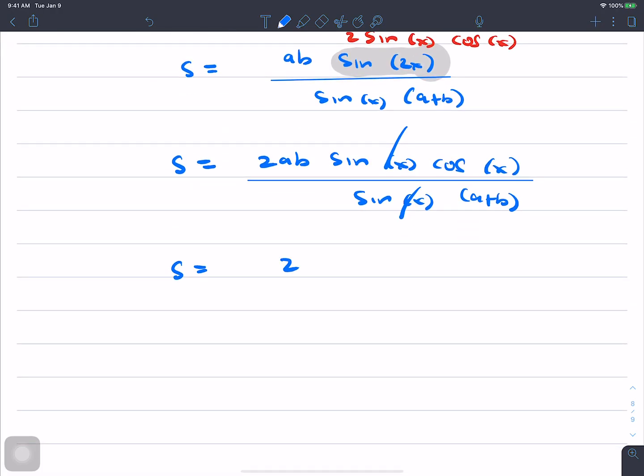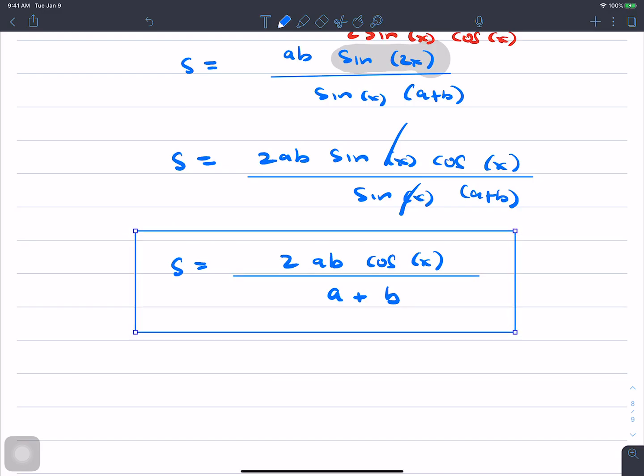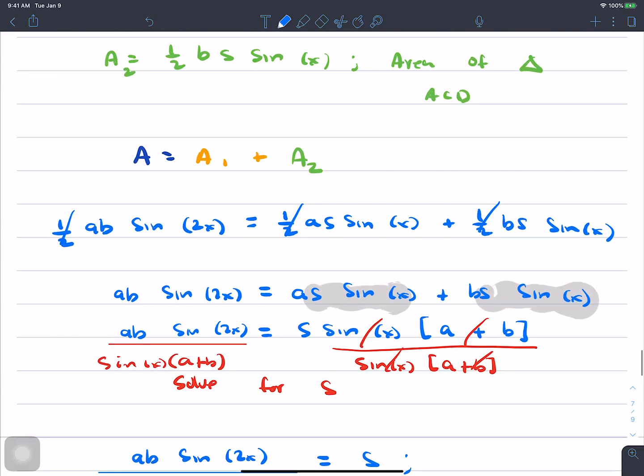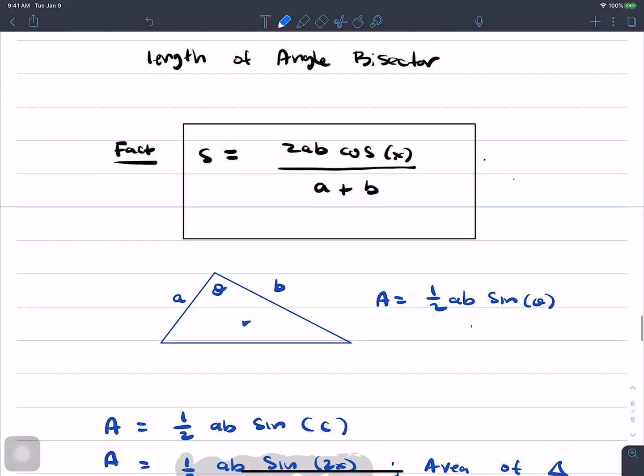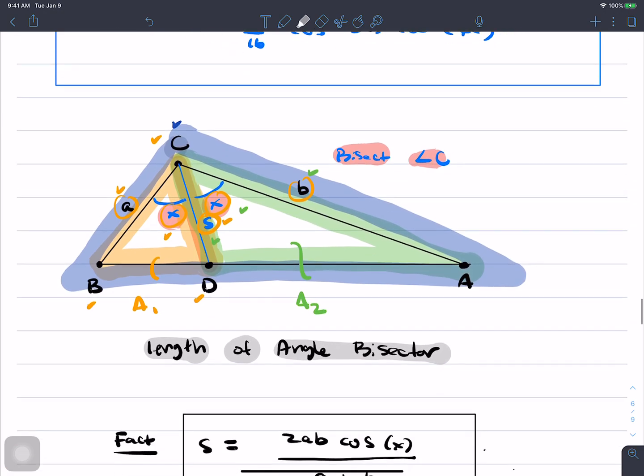And we end up with really 2ab cosine x over a plus b. So let's double check. Is that what we had to prove? Yes, it is. So this is the proof of what we call here, ladies and gentlemen, the length of the angle bisector. Okay, so that's where this comes from. It's the length of the angle bisector.